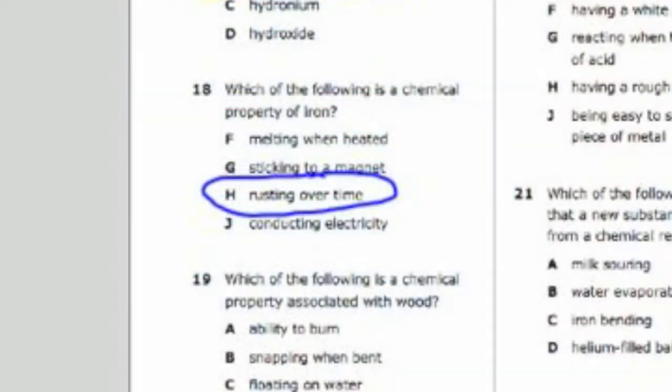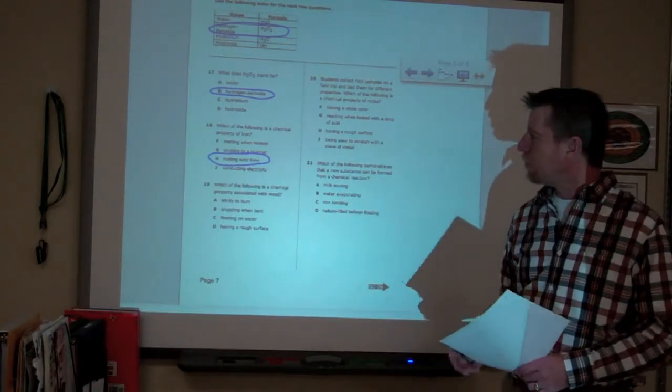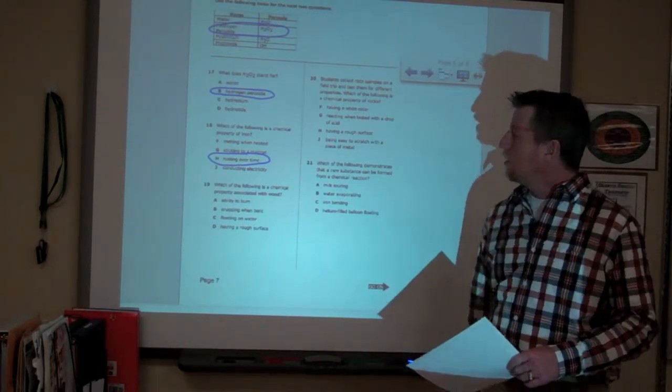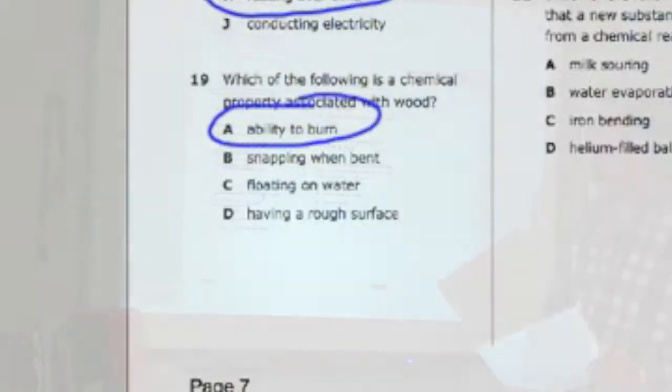Melting when heated, that's physical. Sticking to a magnet, that's physical. Conducting electricity, that's physical. Those are all 3 physical properties. Okay. Number 19. Which of the following is a chemical property associated with wood? Which one would not turn back to wood? Ability to burn. Yeah, if you burn it, it's not going to be wood anymore. All the others are physical properties: snapping when bent, floating on water, having a rough surface.